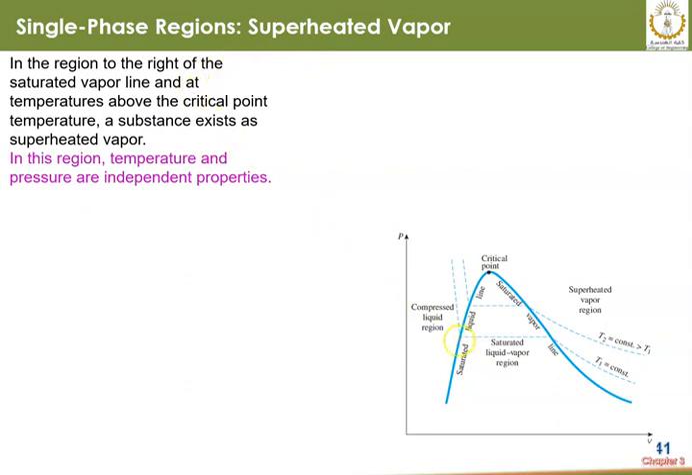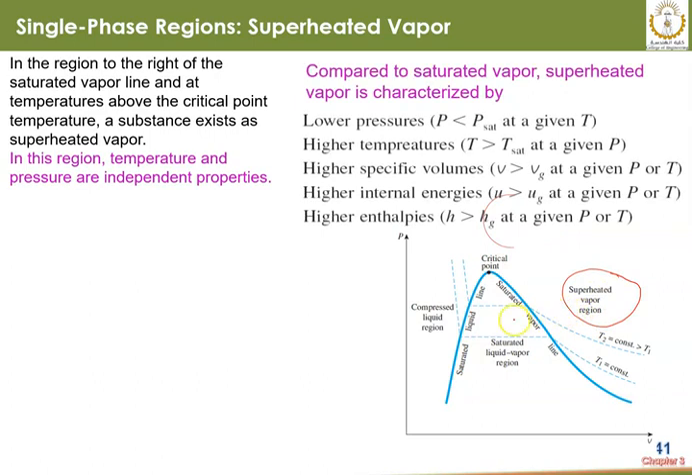This region, as you remember, of course, whether in the PV diagram or the TV diagram, is shown on the right side of the saturated liquid vapor region. So on the right side and also above the critical point, we have the superheated vapor region. Now, when do we know that our mixture is superheated?